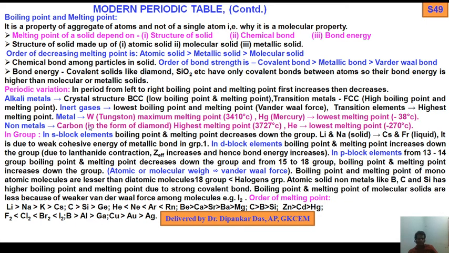Among non-metals, carbon in the form of diamond has the highest melting point, 3727 degrees centigrade. So this is the highest melting point of carbon. Helium has the lowest melting point, minus 270 degrees centigrade.